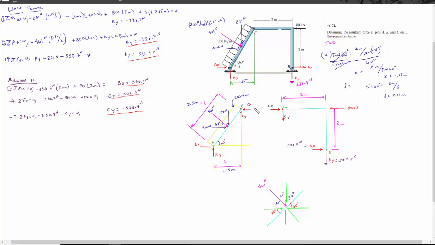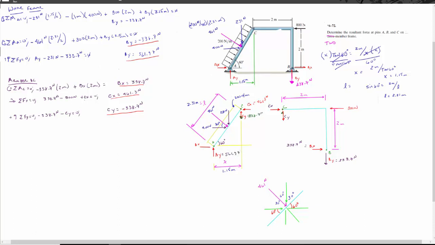So if I came over here and wrote everything that I have, I have CX was 461.3. CY was actually going down, so these would actually change. So I'm actually just going to change that. So that's going up there, and this is going down here. So this would be negative, or 338.7 newtons going down. So we have AY. We solved for AY was 561.97.